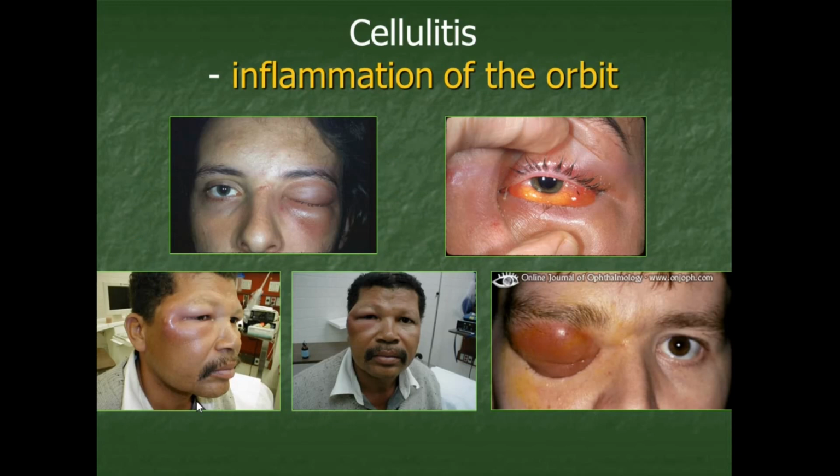Now, I would like to tell you about severe diseases of the orbit. I told you that our lecture will be on inflammatory diseases of the eye, but I would like to tell you also some words about cellulitis, inflammation of the orbit. It's a severe condition, and this condition is dangerous not only for the eye, for visual acuity, but also for the patient's life.